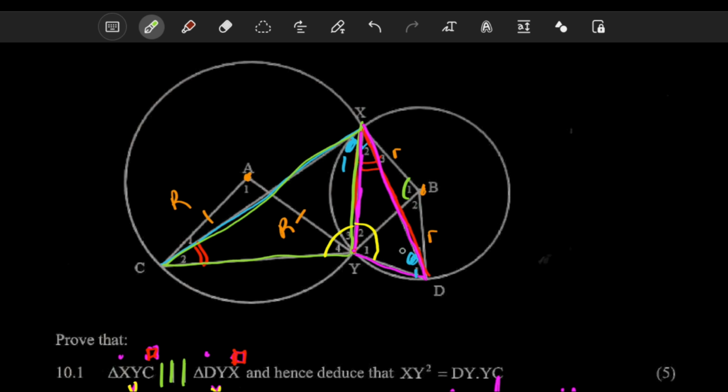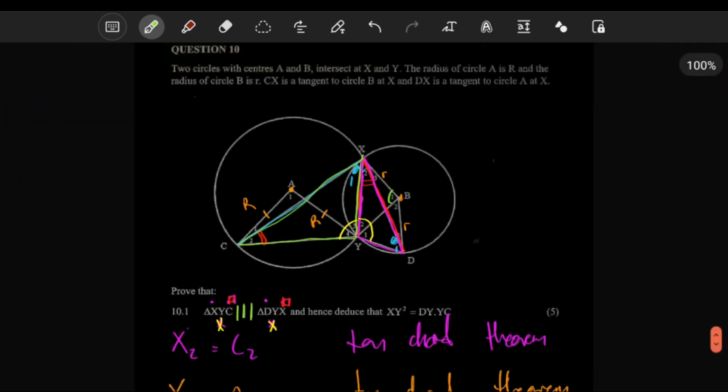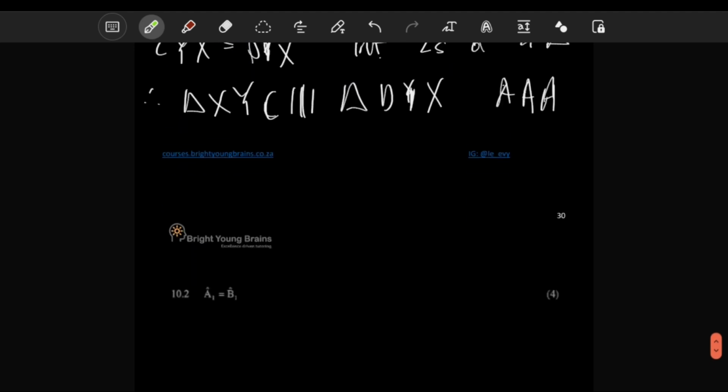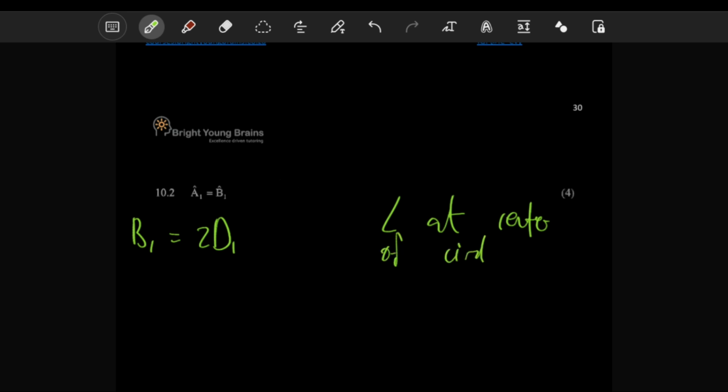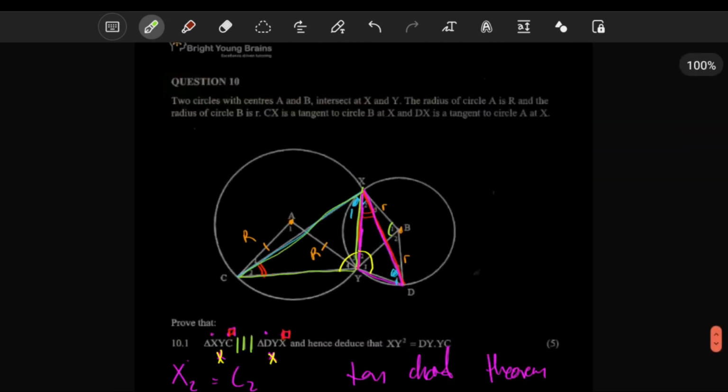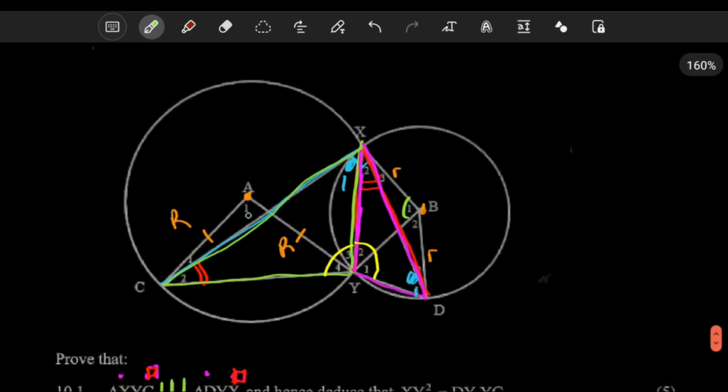Same scenario here. This is half of what this is because of angle at the center of a circle is half the angle at the circumference. So let's start with that. You see, B1 here is equal to double whatever D1 is. So B1 is equal to double whatever D1 is. The reason is angle at center of circle. So we're going to trace B1 all the way to A1.